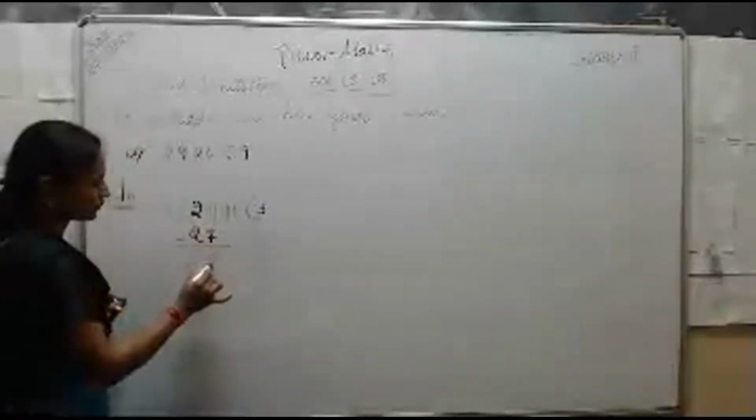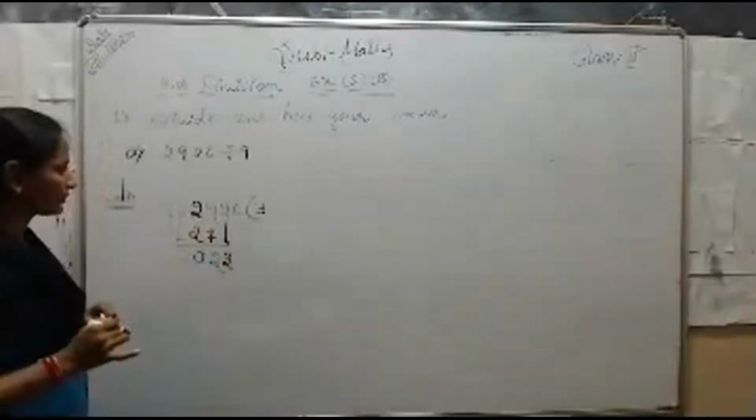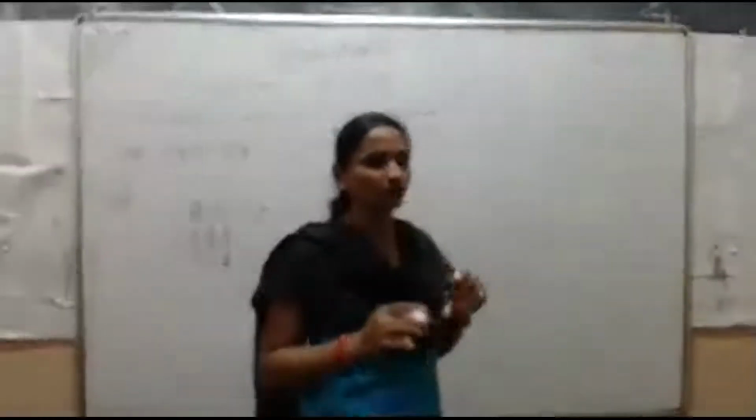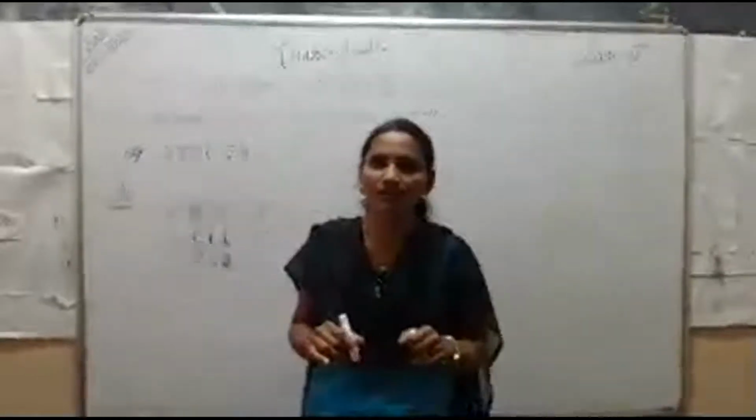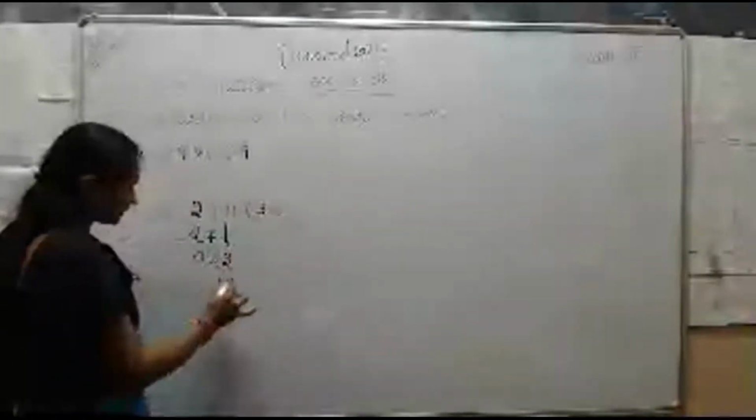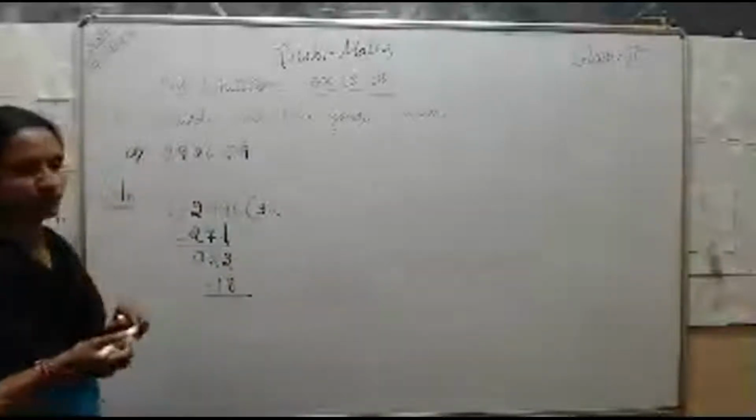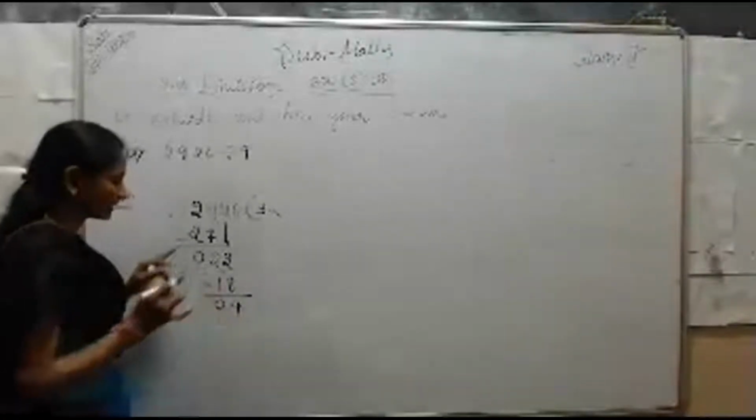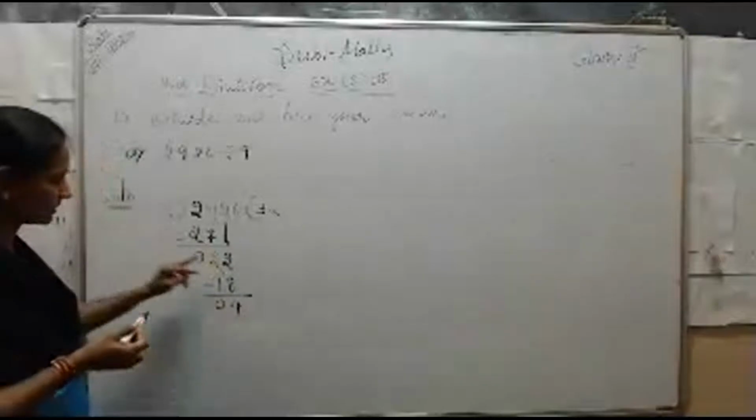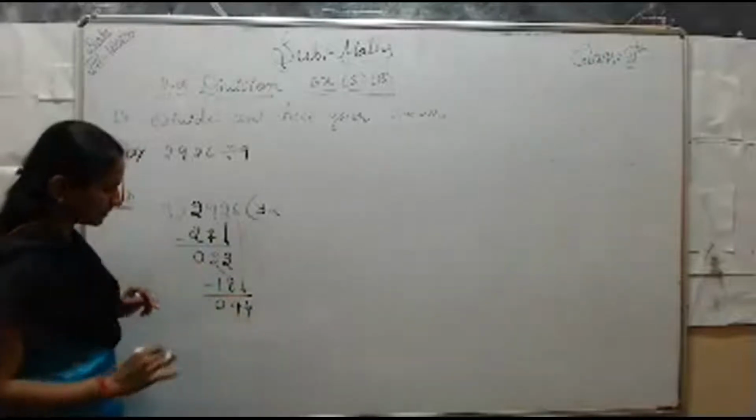Now subtract: 29 minus 27 is 2. Then you take down the next number, 2, making 22. You have to take the nearest number in the 9 table to 22, which is 18. 9 twos are 18. So you subtract: 2 minus 8 is not possible, so you take the carry. 12 minus 8 is 4, and the 1 on the other side is left, so 1 minus 1 is 0. The last number you have to take down is 6.